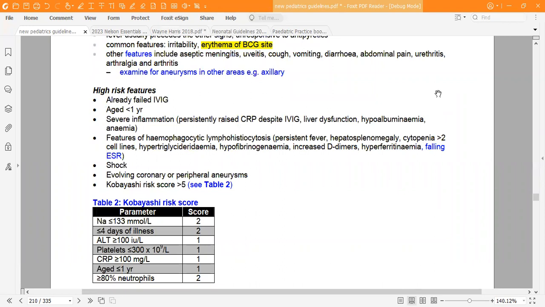Features of hemophagocytic lymphohistiocytosis, which are persistent fever, hepatosplenomegaly, cytopenia with more than 2 cell lines affected, hypertriglyceridemia, hypofibrinogenemia, increased D-dimer, hyperferritinemia, which is a high ferritin level, and falling ESR. So those are the features of what we call hemophagocytic lymphohistiocytosis.